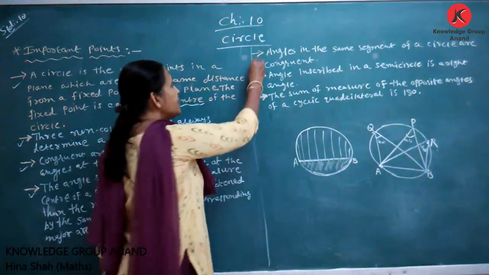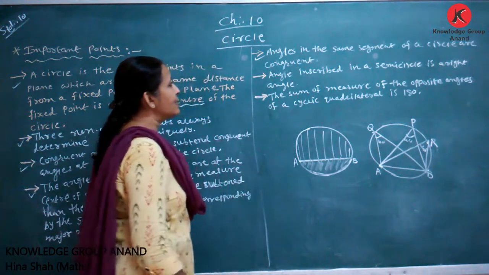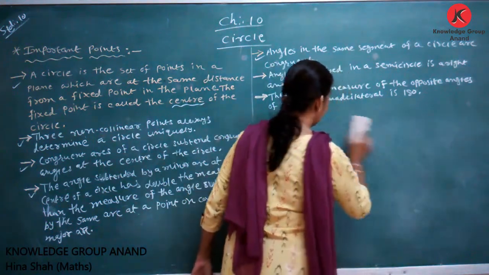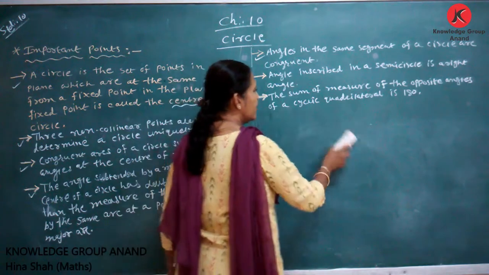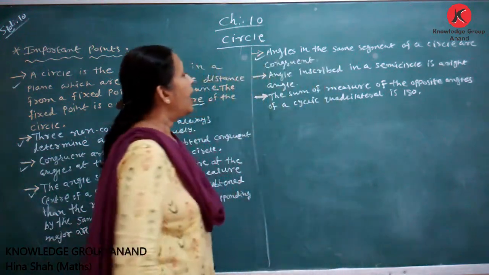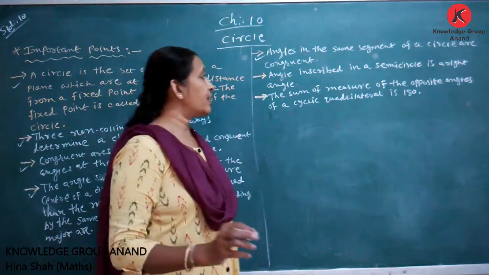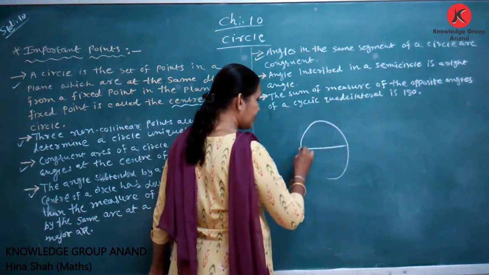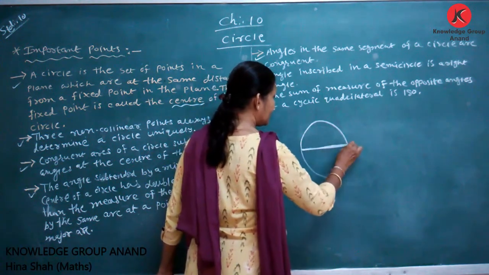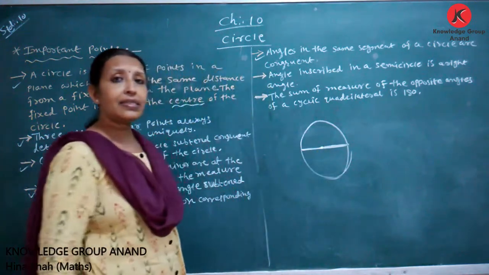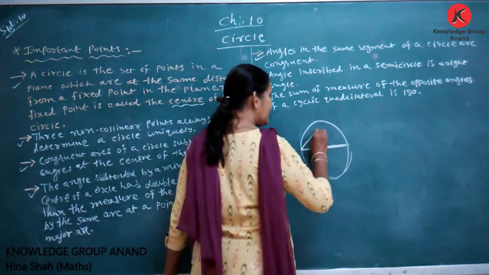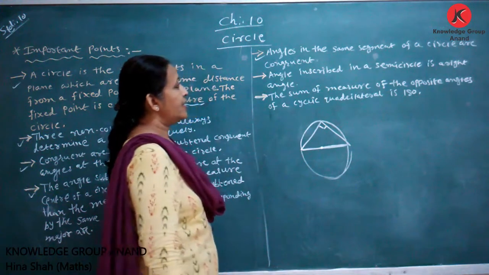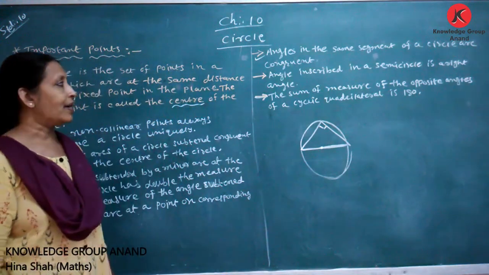Okay. Next number. An angle inscribed in a semicircle is a right angle. It is most important for your MCQ questions. Suppose here we draw a circle; it is a semicircle. An angle inscribed in a semicircle, inscribed meaning inside it, is a right angle.